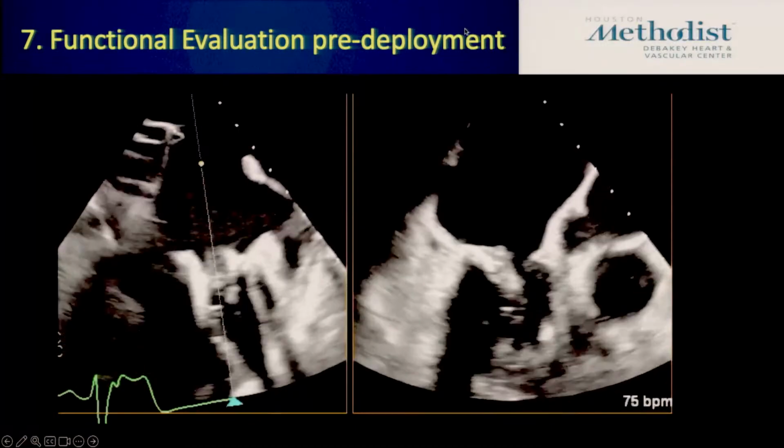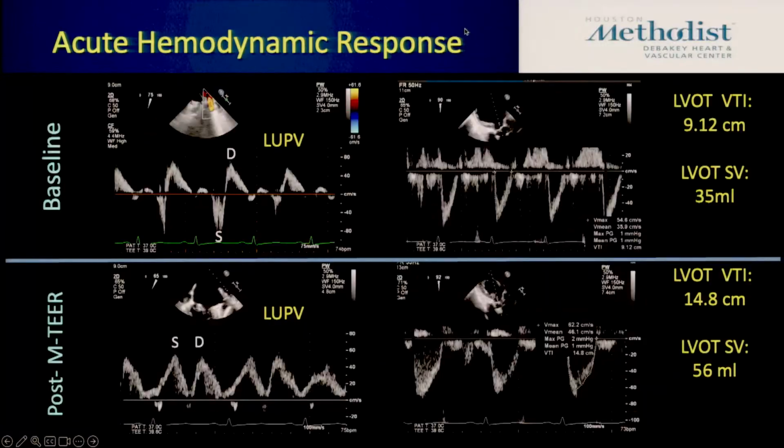So we're doing that pre-deployment functional evaluation. Part of that evaluation is hemodynamics. So baseline, we have S-wave reversal in a pulmonary vein. We have a low LVOT stroke volume from a deep transgastric. Immediately after deployment, we have a resurrection of the S-wave, and we have an improvement in forward stroke volume. So this is sort of the acute evaluation you do. Again, jumping back and forth between 2D and 3D and spectral, you're using everything, all the tools.